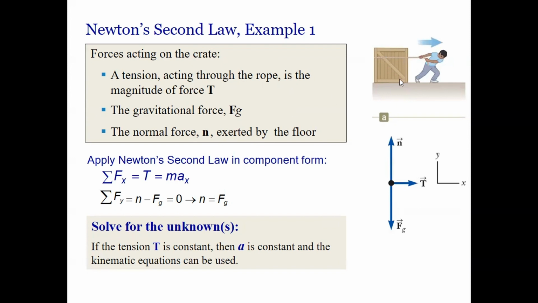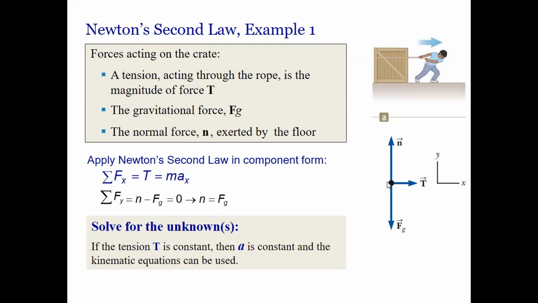So if we draw the free body diagram, we have this X and Y coordinate system, and the crate is shown as the dot. The normal force is in the upward, positive Y direction, the force due to gravity is in the downward, negative Y direction, and the tension is in the horizontal direction, and it is the leading force. So applying Newton's second law in component form, the sum of all the horizontal forces, the X components, is equal to the tension only, and according to Newton's law, this tension is equal to mass times acceleration.